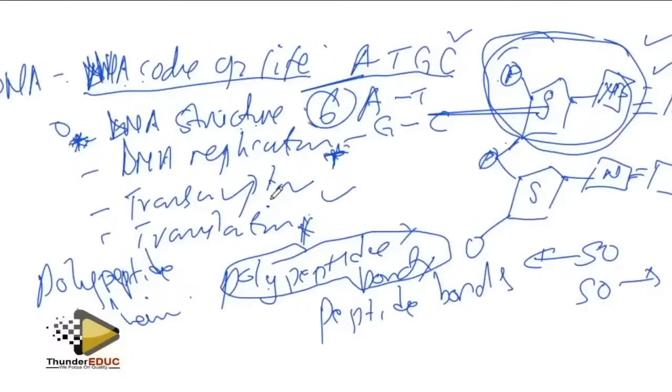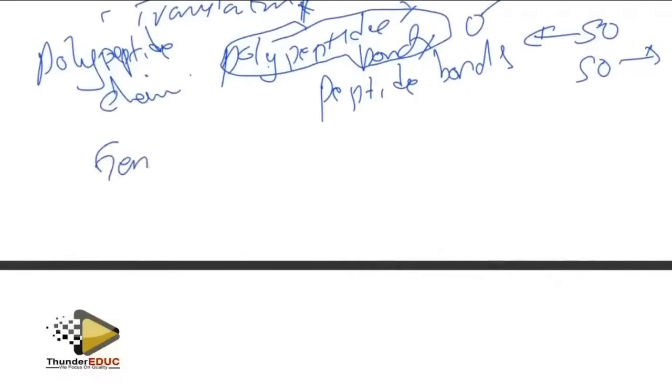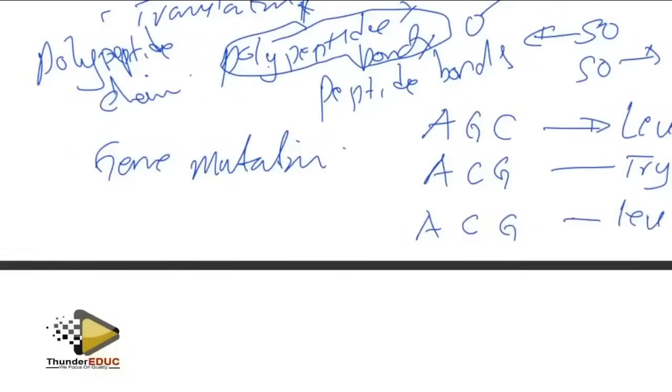Now, as I'm winding up DNA, there is a question which is always a challenge to students. What is that question? That question is about the genes, gene mutation. Now, let me give you an example. If you have A, G, C, and this codes for leucine, and you have A, C, G here, and this codes for tryptophan, and then you have A, C, G, and this also codes for leucine.